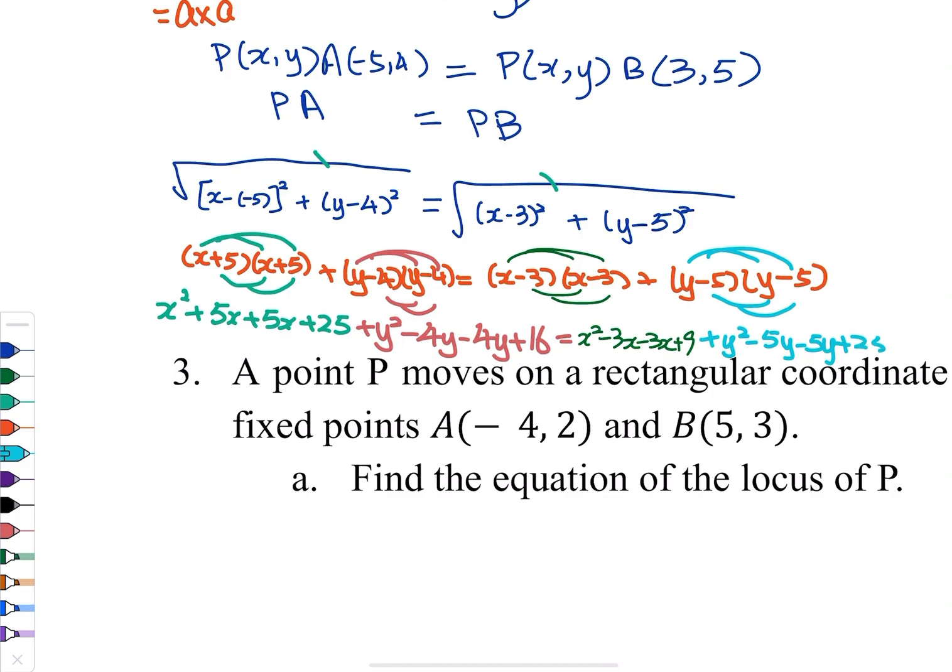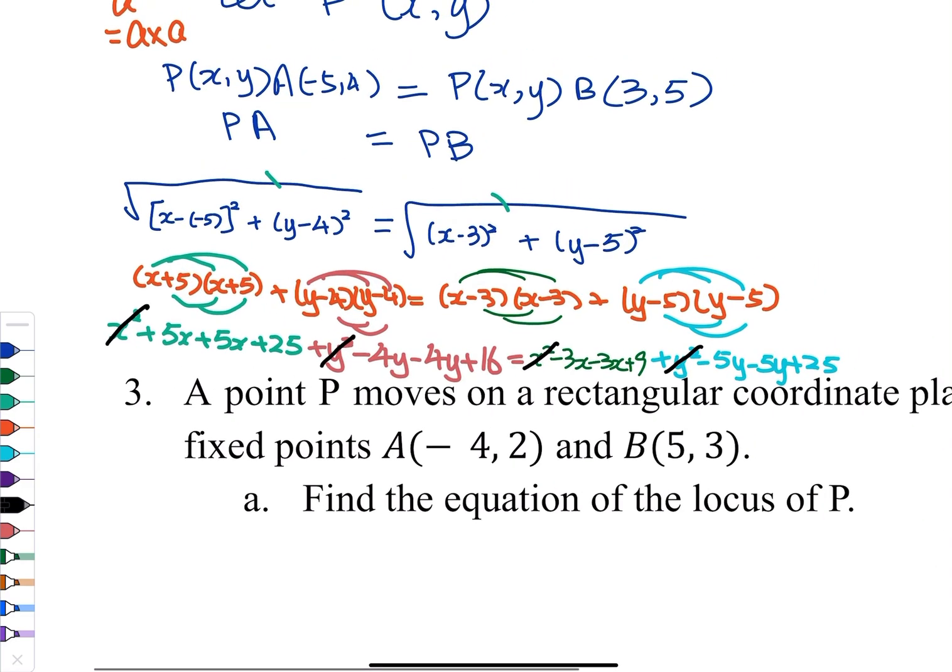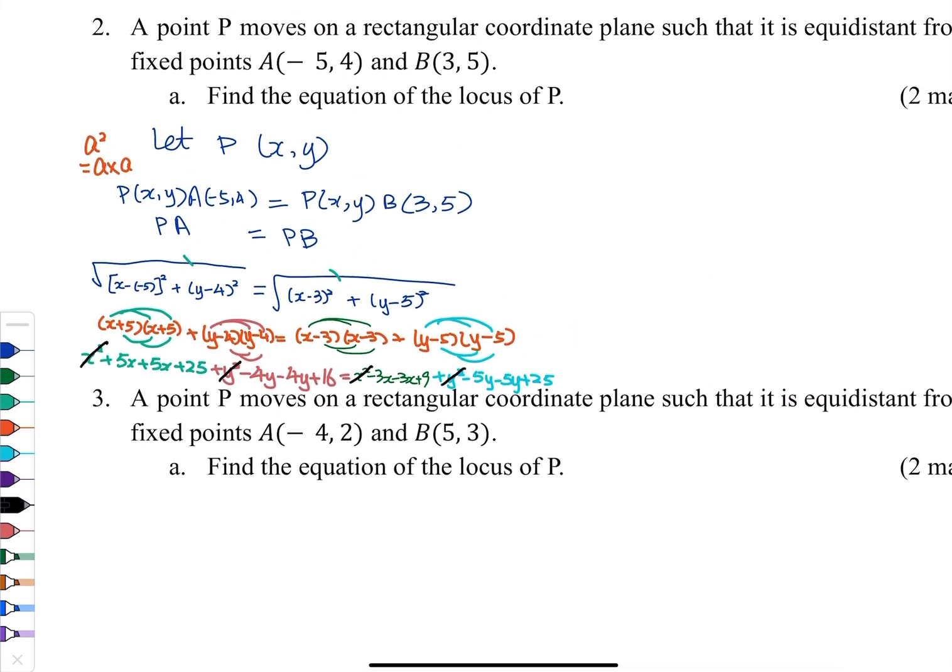5y minus 5y plus 25. Is there anything on both sides? Both sides have x squared, so you can cancel that out. Both sides have y squared, also cancel that out. And then we simplify the whole thing a little bit. 5x plus 5x, you get 10x. Negative 4 minus 4, negative 8y. 25 plus 16, you get 41. If I do a calculation wrong, do let me know because I don't have a calculator at the moment. Negative 3 minus 3, you get negative 6x, and then negative 10y. 9 plus 25, you have 34 there.